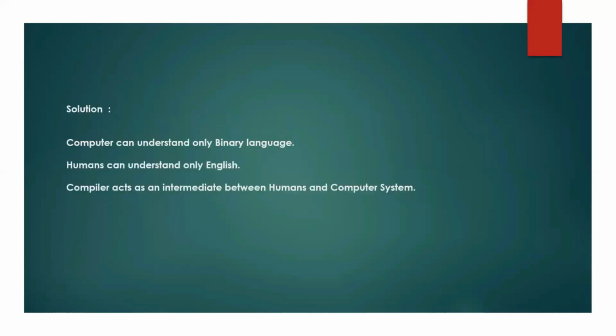Now, the solution to this: a computer can understand only binary language, and humans can understand only the English language. Now, you will be able to see the difference between the two. So how can a human communicate with the system? To communicate with the system, there should be a common medium between the human and the computer. That's where the compiler comes into the picture. The compiler acts as an intermediary between humans and the computer system.